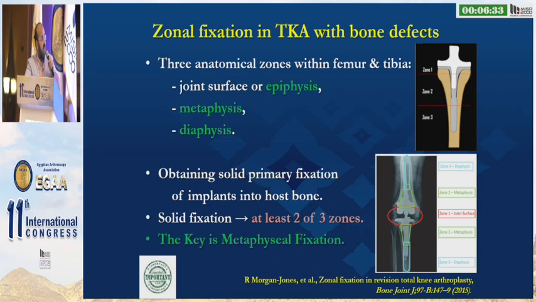This will take us to the principle of zonal fixation in total knee with bone defects. We have got three zones. Zone 1 is the epiphysis. Zone 2, this is the flare of the bone, the metaphysis. Zone 3 is the shaft or the diaphysis. Again, in red, the joint surface. In green, the metaphysis. And in blue, the diaphysis.